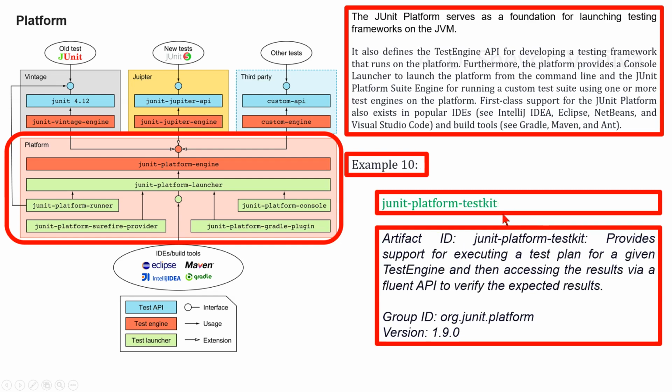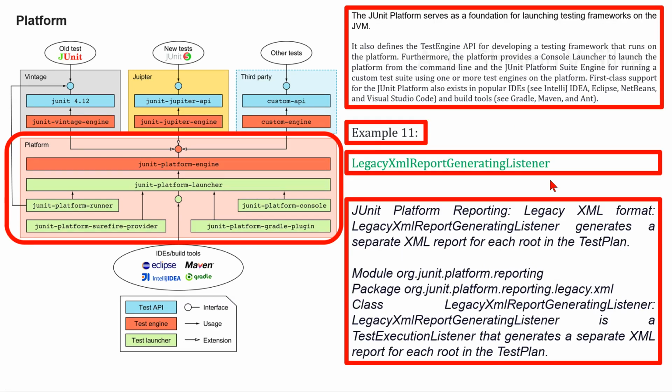As an example 10, we can consider artifact ID JUnit platform test kit. Provides support for executing a test plan for a given test engine and then accessing the results via a fluent API to verify the expected results. This is in group ID org.junit.platform.